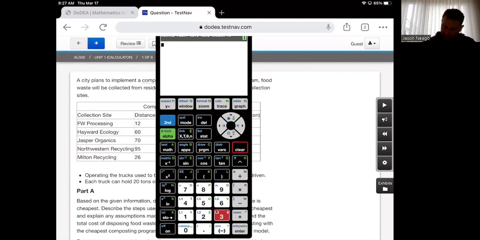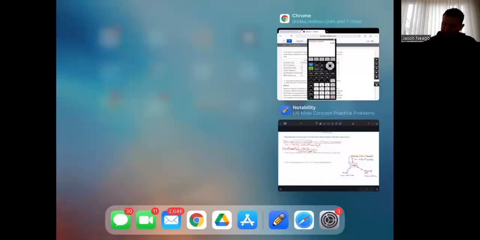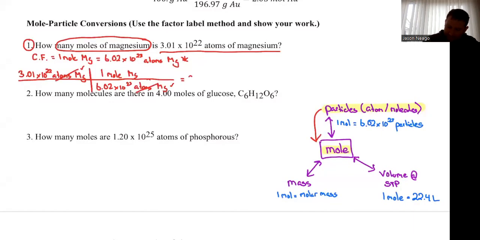3.01, second EE, 22. Right now, I'm going to divide that by 6.02. Once again, second EE 23. So 6.02 times 10 to the 23rd. And when I hit enter, I'm going to get 0.05. So that would be the number of moles of magnesium that I have. So that is my answer.